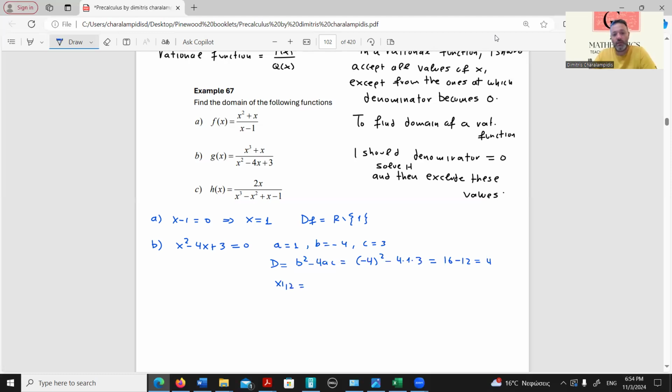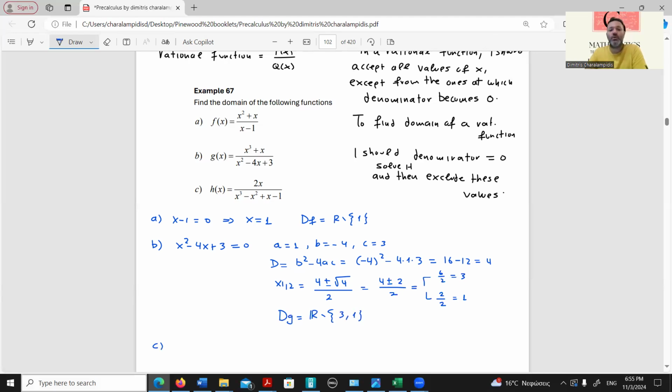x1,2 is 4 plus minus the square root of the discriminant over 2A. So 4 plus minus 2 over 2. 4 plus 2 is 6 over 2, which is 3. 4 minus 2 is 2 over 2, which is 1. So for the values of x, 3 and 1, the denominator will become 0. But these are exactly the values that I should exclude from R, which means that the domain of g should be all real values except 3 and 1.